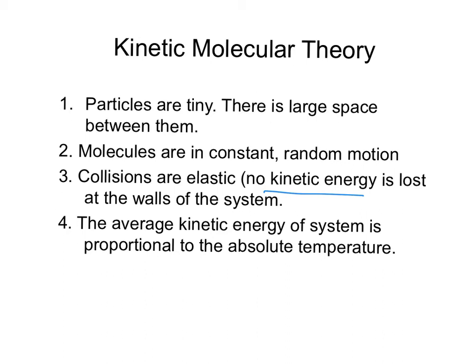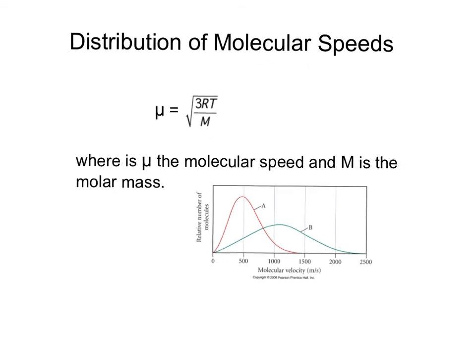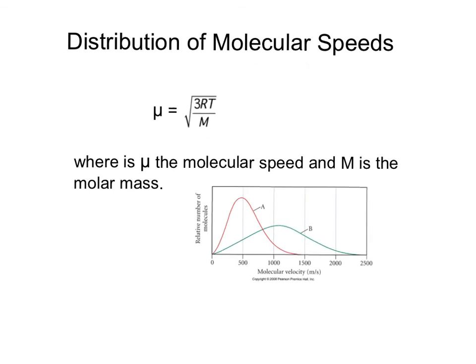I made it sound more complicated. Just keep it simple: the average kinetic energy of the system is proportional to the temperature. Absolute means in degrees Kelvin. So here are two slides that illustrate some of these ideas. And this symbol here is the Greek letter mu. It's got a long arm on the left-hand side there. Mu is the symbol for the molecular speed.